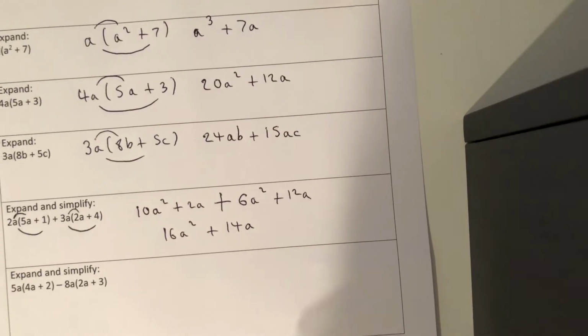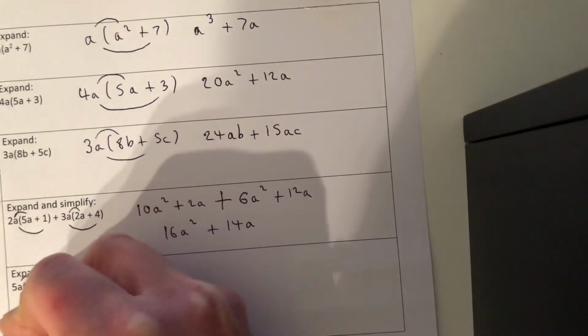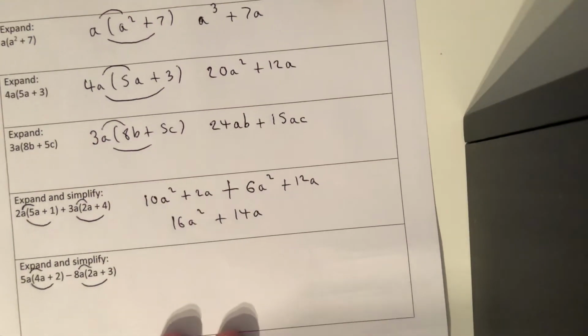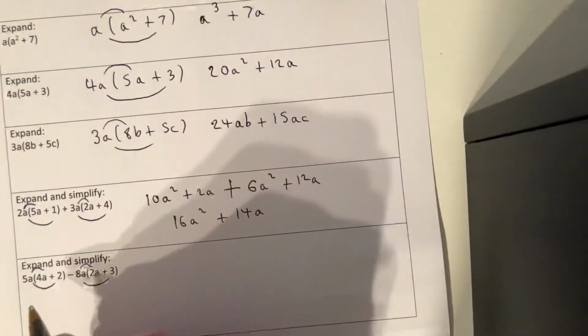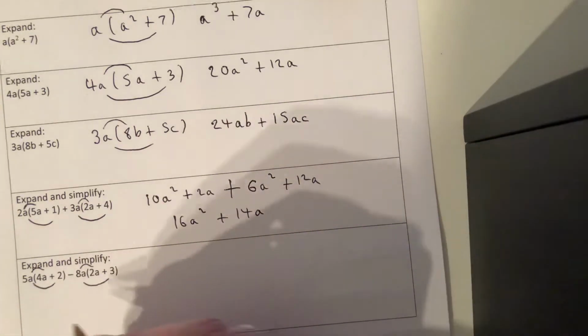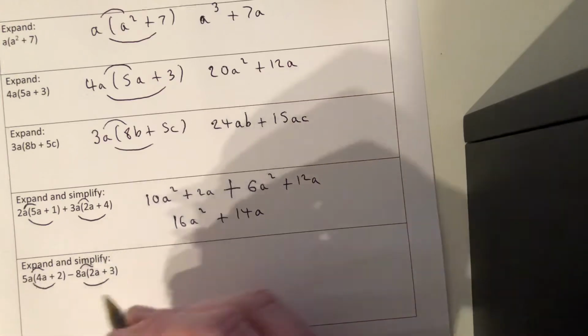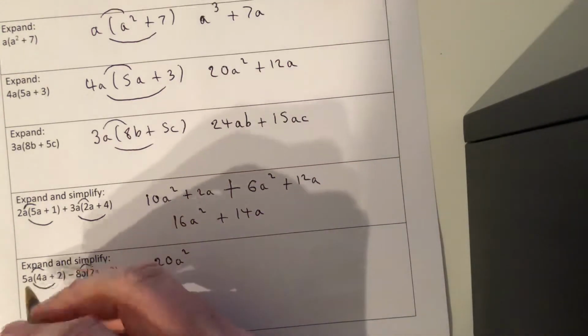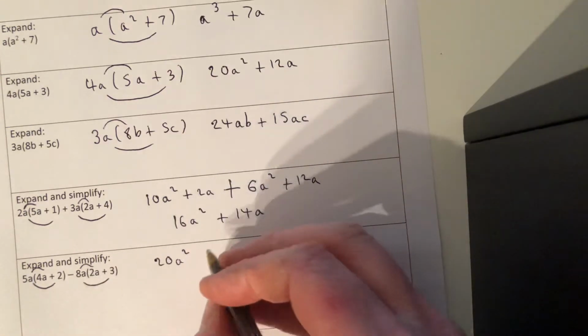Now the next one, very similar, all right, if I just put my little arrows in here, but this would catch more people out simply because it's got a negative sign in the middle. We'll talk through it. The idea is 5a times 4a at the start, just the same as previously, so 5 4s are 20, 5a times 4a is 20a squared. 5a times 2 is 10a.